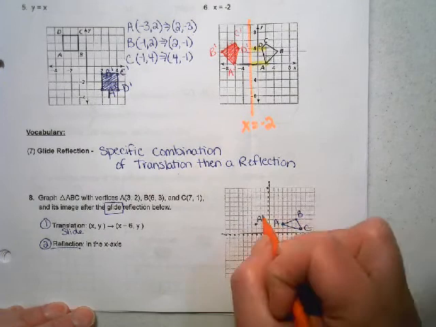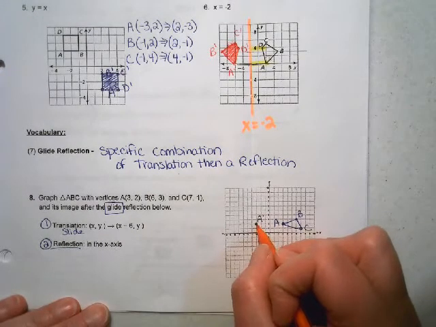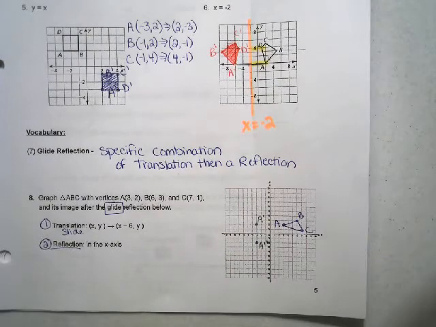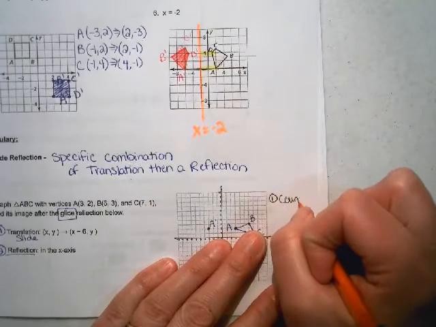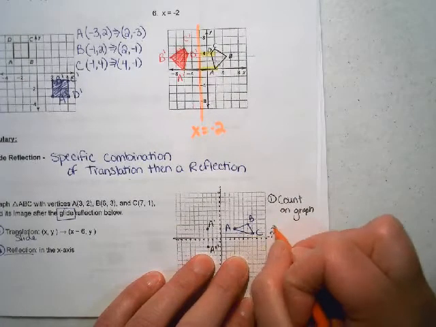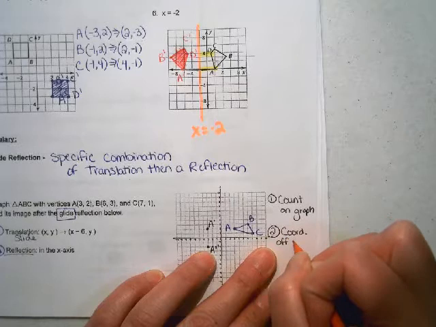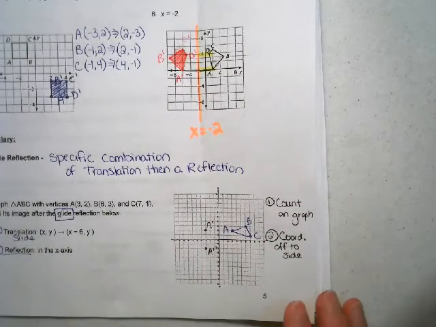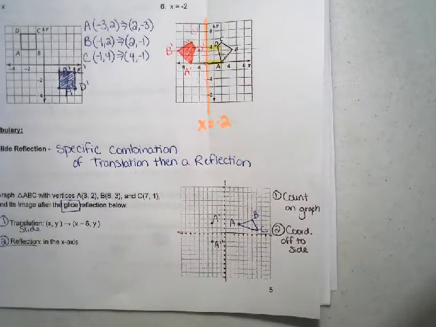So I can go ahead and draw out the second image, so I could count this out. So 1, 2, 3, 4, 5, 6. Here's my new A. I could count this out, and then I could reflect it down. So then I would take this, and I would go down 2. So here's my final location. So I can either, 1, count on the graph, or 2, I can do the coordinates off to the side.